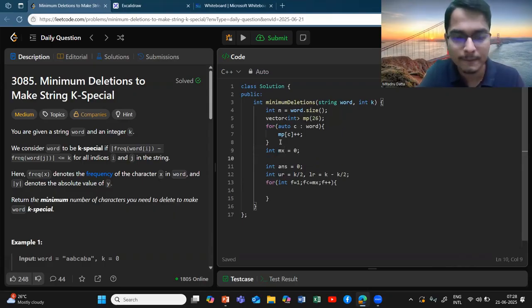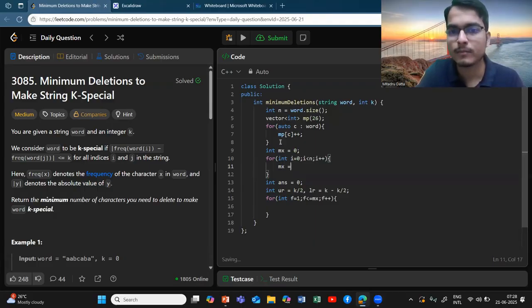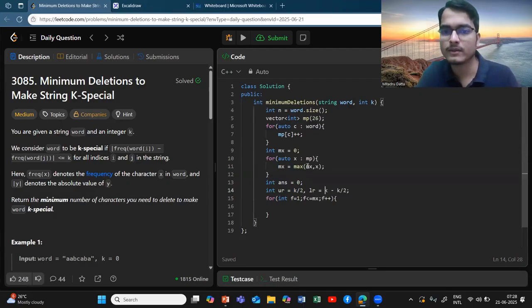You just find that one in a while loop, in a for loop. You just go through that. Okay, and you just update maximum of, you can do x also, right? Instead of doing all this, you can do just x. You want to iterate through this map. Okay, so this frequency map, you just want to have this maximum value. Okay, so you have the maximum frequency now.